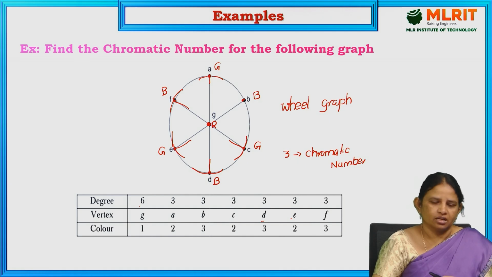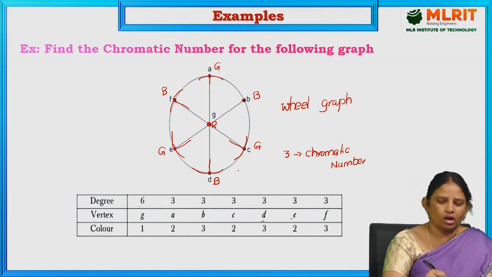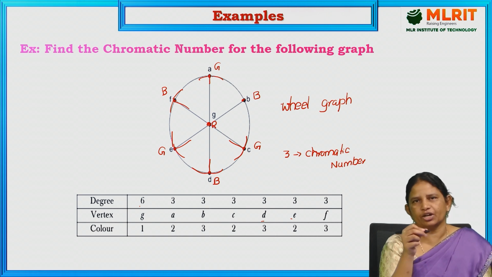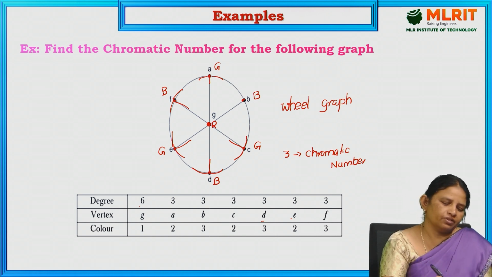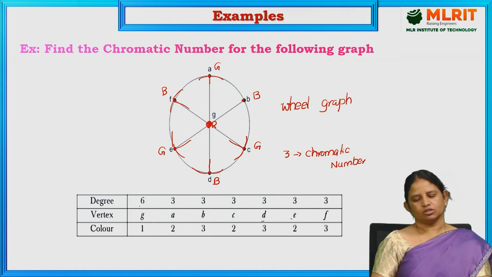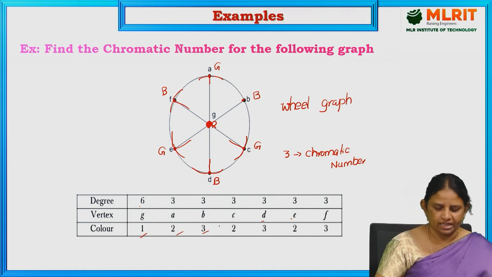So what does a wheel graph mean? In the case of a wheel graph, the middle vertex is connected to all other vertices. Then we can't use the same color for the others that is used for the middle vertex. We can use other colors to color the graph. Then it is called a wheel graph. So the chromatic number for the wheel graph is 3; we can use only 3 colors to color the graph.